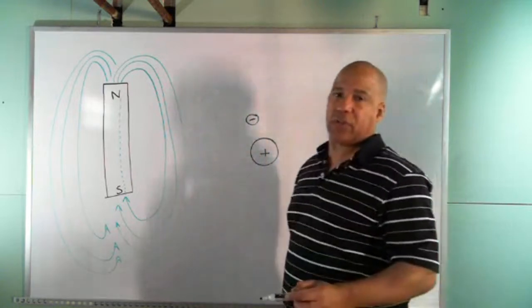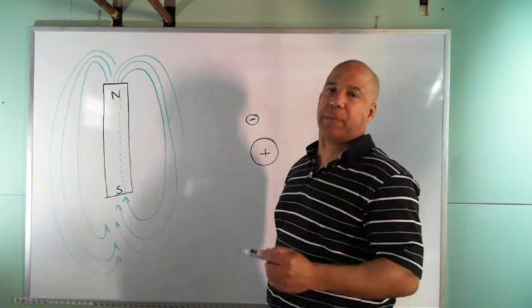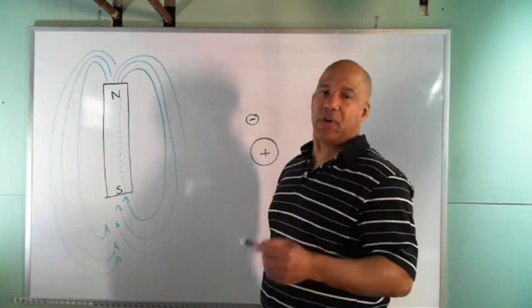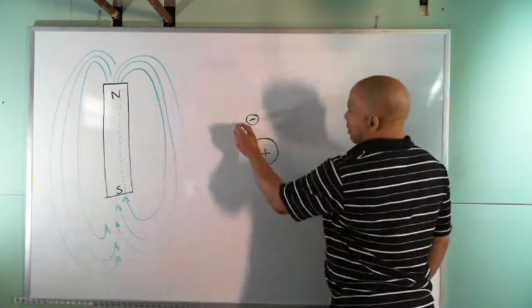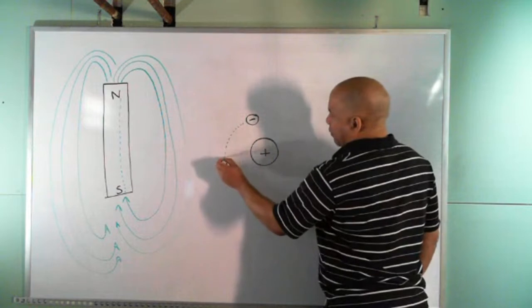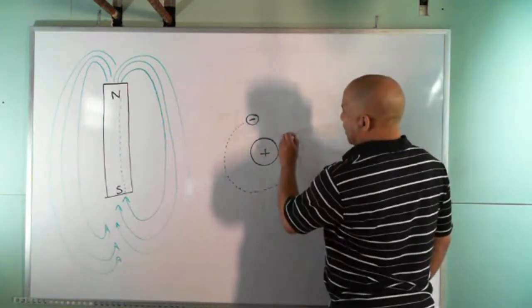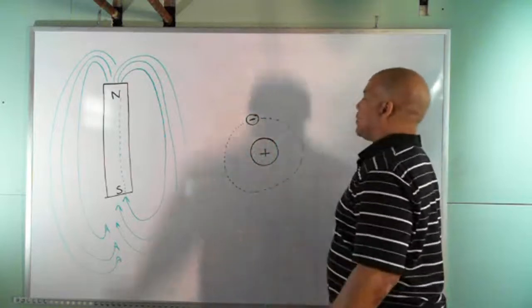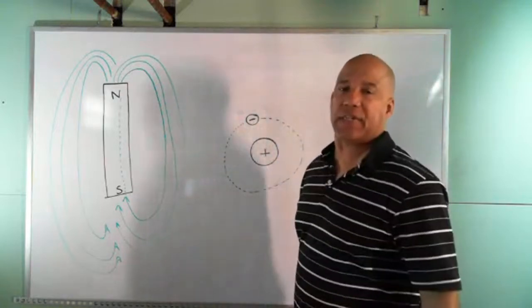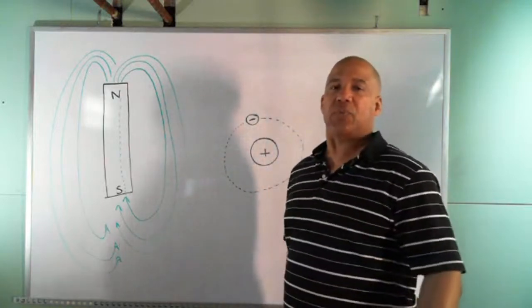And that electron is doing two things. The electron is spinning, and the electron is revolving. When we draw this atom, we usually draw the model like this. This represents the orbit of the electron. And so the electron is moving. It's not stationary. It's spinning and it's revolving.